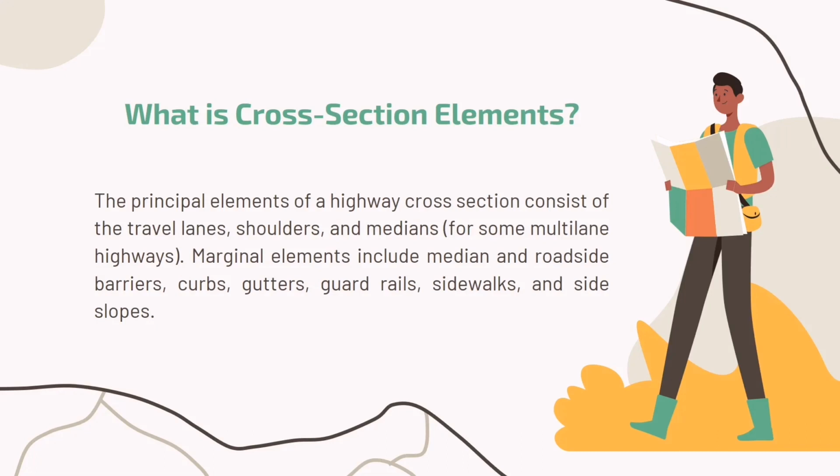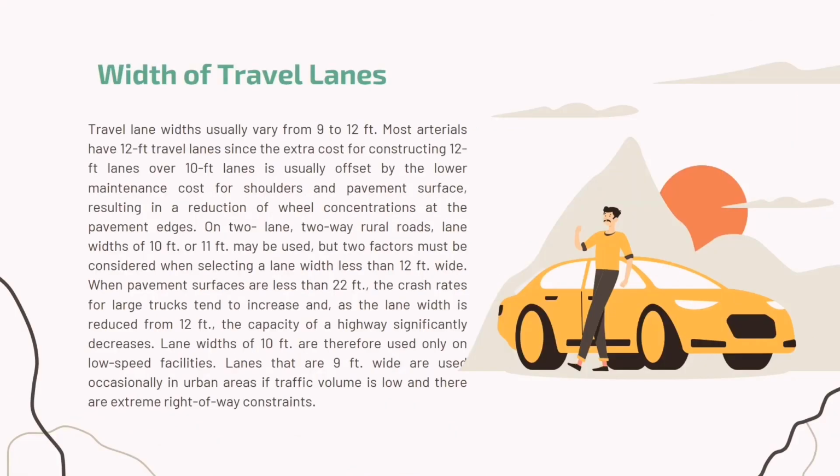What are cross-section elements? The principal elements of highway cross-section consist of travel lanes, shoulders, and medians. Marginal elements include median and roadside barriers, curbs, gutters, guardrails, sidewalks, and side slopes. The first cross-section element is the width of travel lanes. Travel lane widths usually vary from 9 to 12 feet.